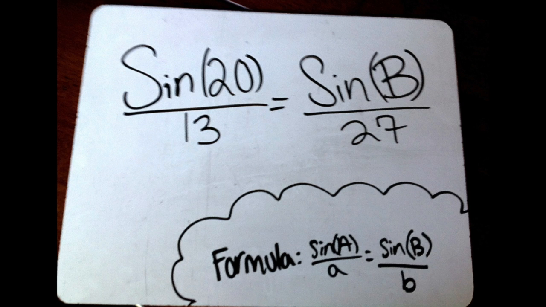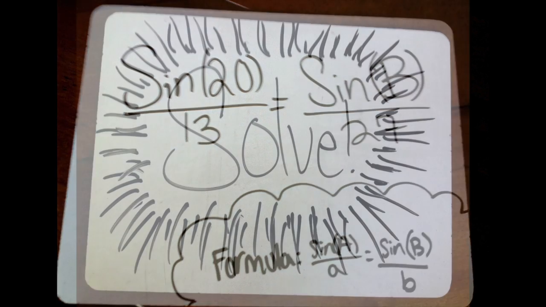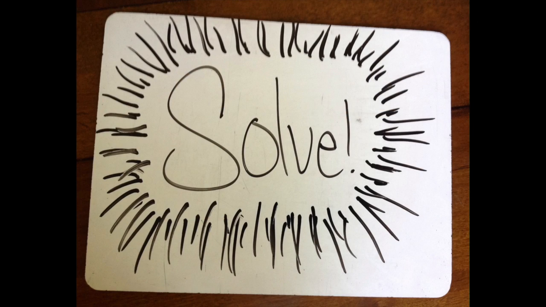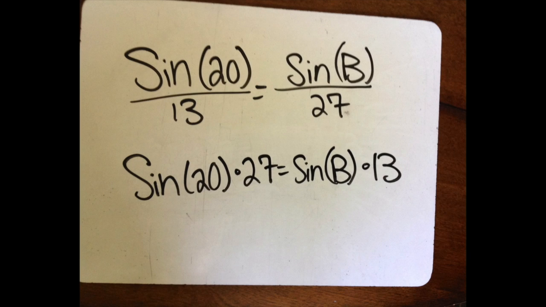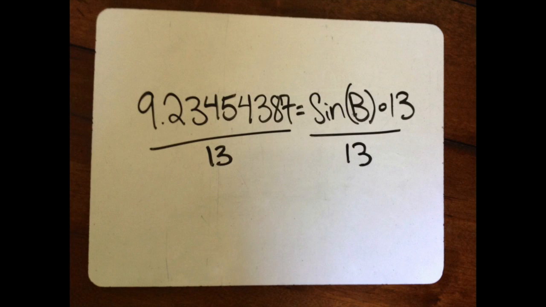Then, you set the two fractions equal to each other in a proportion, just as the formula states. Then you have sine of 20 over 13 is equal to sine of b over 27. Now you simply solve the proportion. In order to do so, you cross-multiply sine of 20 and 27, and cross-multiply sine of b times 13. Sine of 20 times 27 is 9.23454387, which is equal to sine of b times 13.